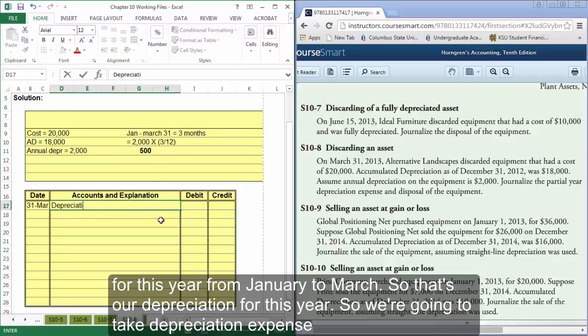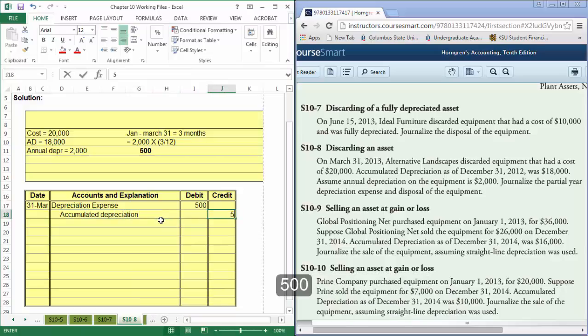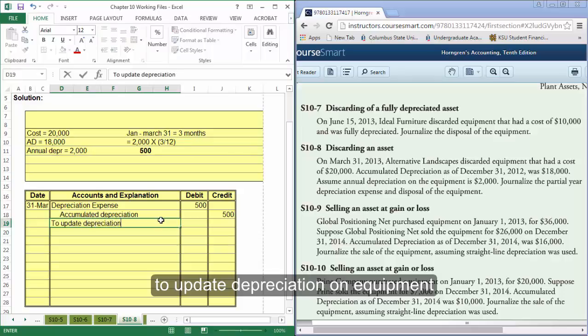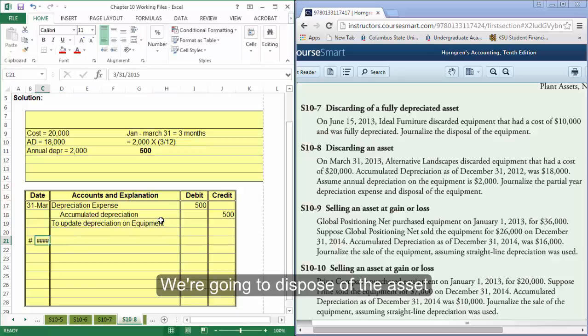So that's our depreciation for this year. So we're going to take depreciation expense and debit it $500 and credit accumulated depreciation $500, to update depreciation on equipment. Then we will dispose of the asset. So then March 31st, we're going to dispose of the asset.